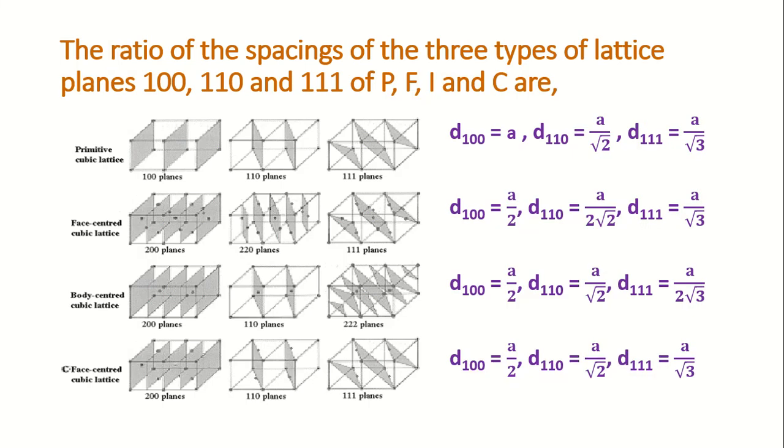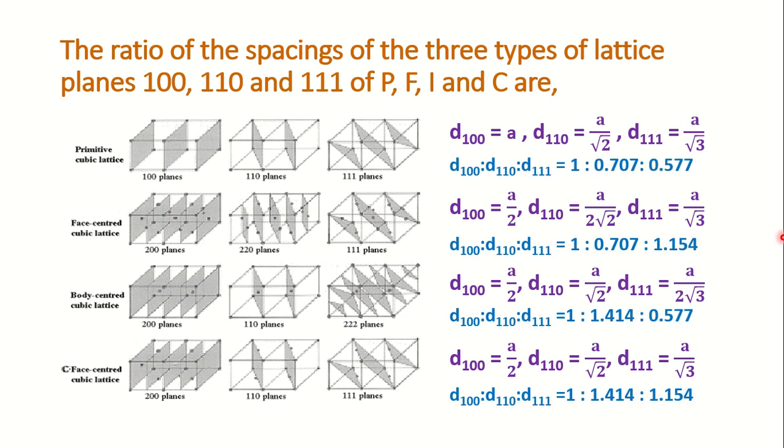Now the d values for the 100, 110 and 111 planes for the four space lattices, such as primitive, FCC, BCC and CFCC, are known to all of us. For primitive, d100 is a, d110 is a by root 2 and d111 is a by root 3. This way all the d values are known to us. Now what about the ratio of these interplanar distances for the corresponding 100, 110 and 111 planes?